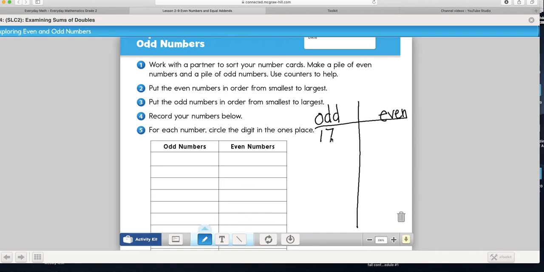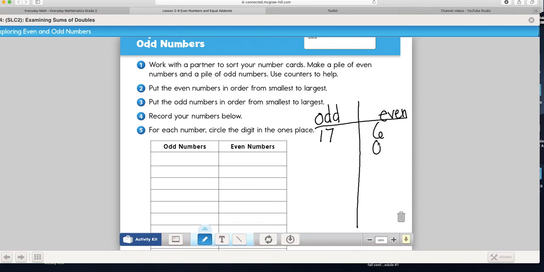All right. My next number card that I have is 6. Is 6 going to be an even number or an odd number? What do you think, Hayden? Yeah, it's going to be an even number, so I'll just write it over here on my even number side. All right, my next card is going to be a 0. Is 0 going to be an even or an odd number? Yanessa, what do you think? Even. Very good, Yanessa. Thank you. I'll put it over here on my even side.